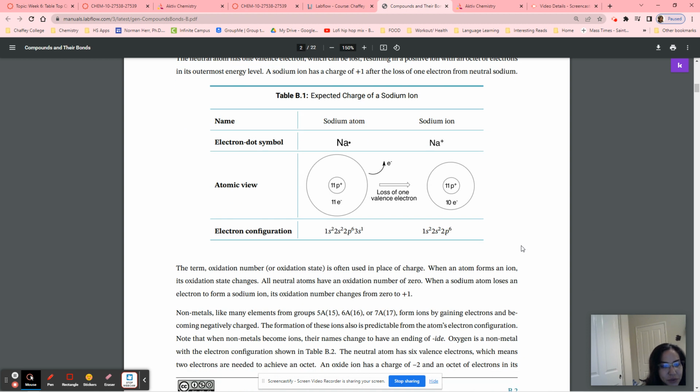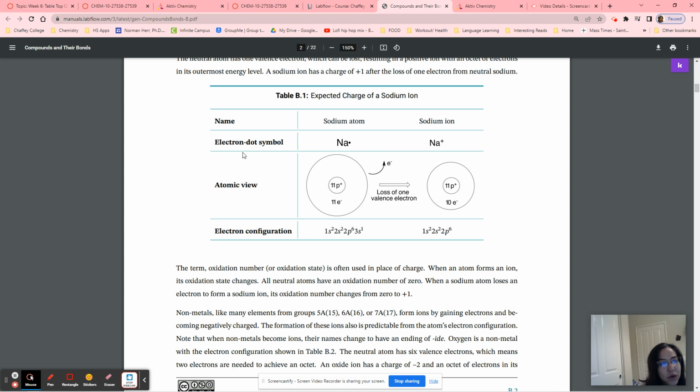Okay. So let's look at this one again. Since we've lost an electron and sodium became more positive, we want to know what the oxidation number is of this atom. And the oxidation number of this ion, I apologize, the oxidation number of this ion is positive 1. Positive 1 because it lost that electron. You'll notice that the oxidation number of the sodium atom in its neutral state is 0 because it's neutral. It has an equal number of protons to electrons.